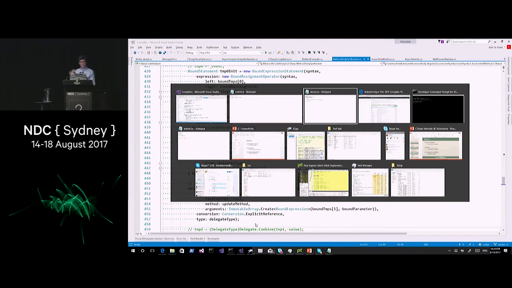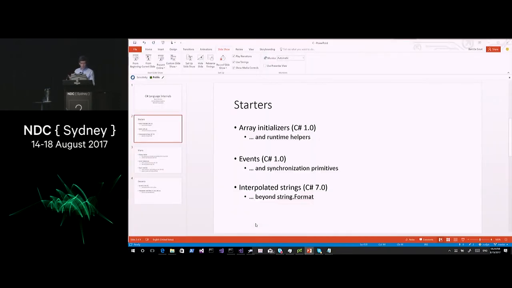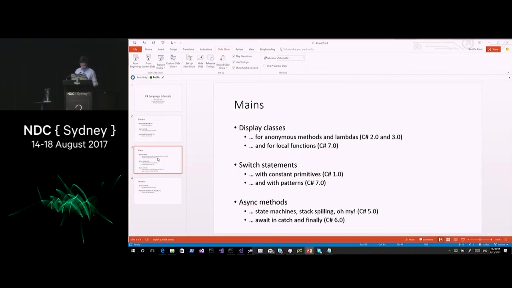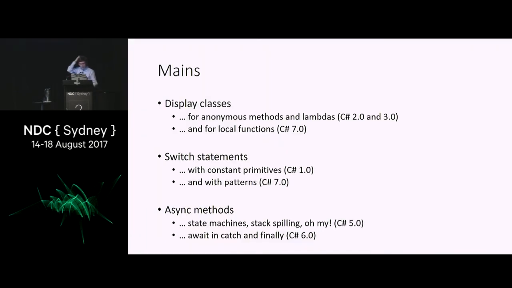We went through the debugger a little bit, see how things kind of work, and sort of looked at a relatively simple language feature. Okay? Now let's go for the main courses. I have 3 on offer tonight. One is display classes. Display classes are used by lambdas and anonymous methods, and now also by local functions in C# 7.0. Quite an interesting new language feature.